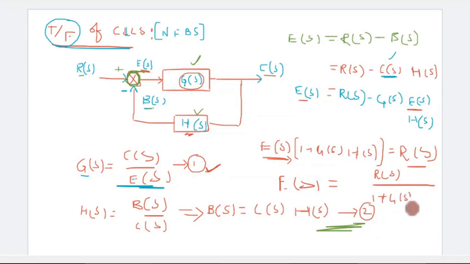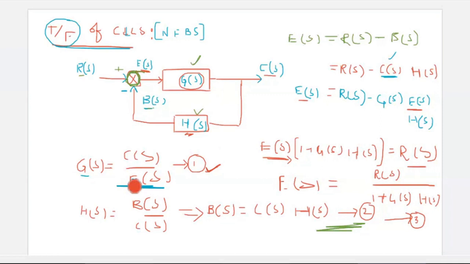Now consider that as equation number 3. Now substitute equation number 3 in equation number 1. By substituting equation number 3 in equation number 1, we are having equation number 1, that is G of S is equal to C of S by E of S.